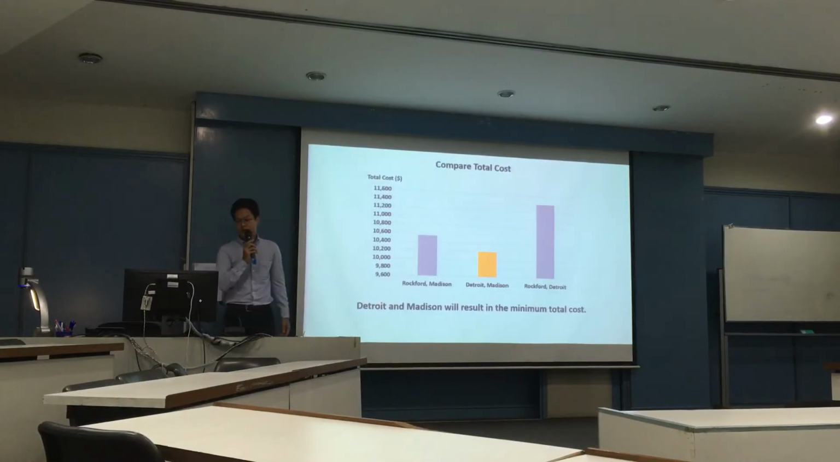We plot the graph of the total cost for each pair. We can easily spot that Detroit and Madison produce the lowest cost because of the advantage of the lower labor hour cost and the raw material from Detroit. So that's all for the group.